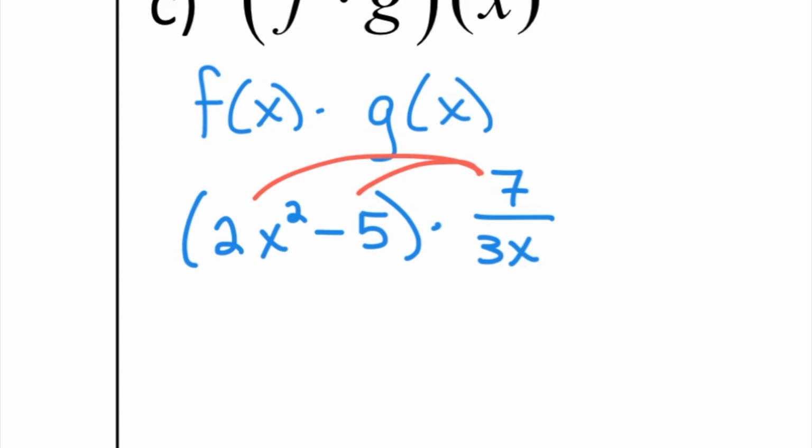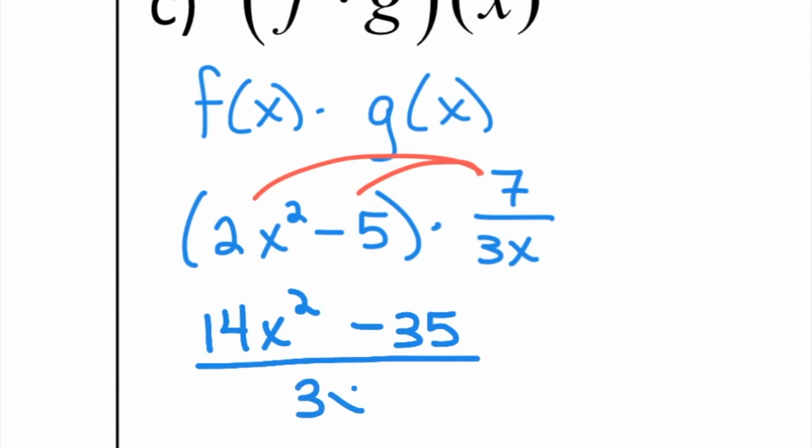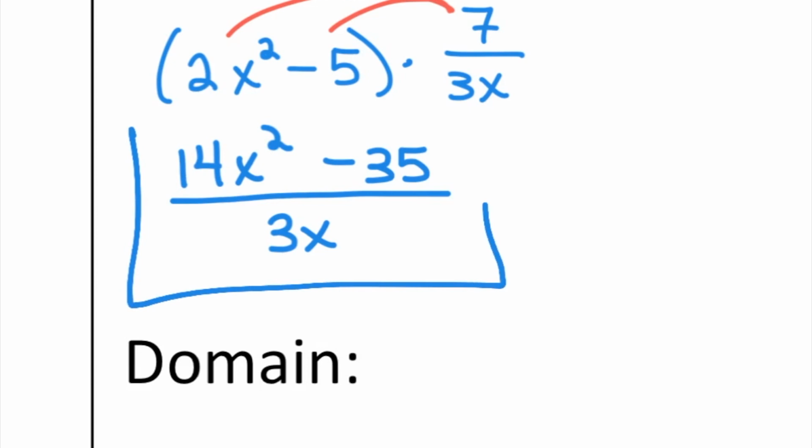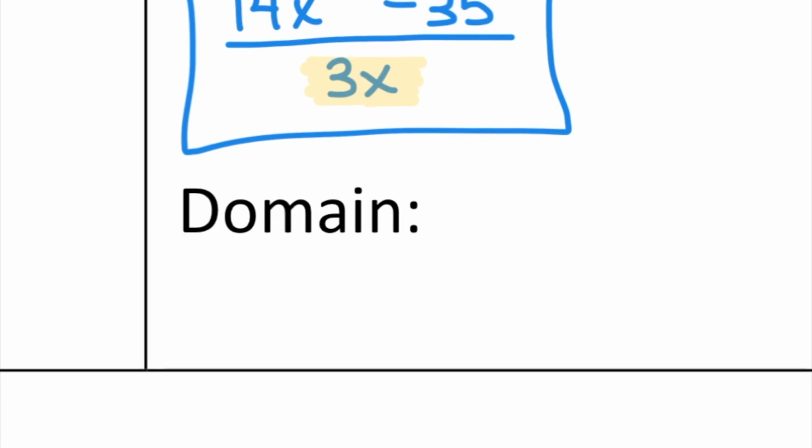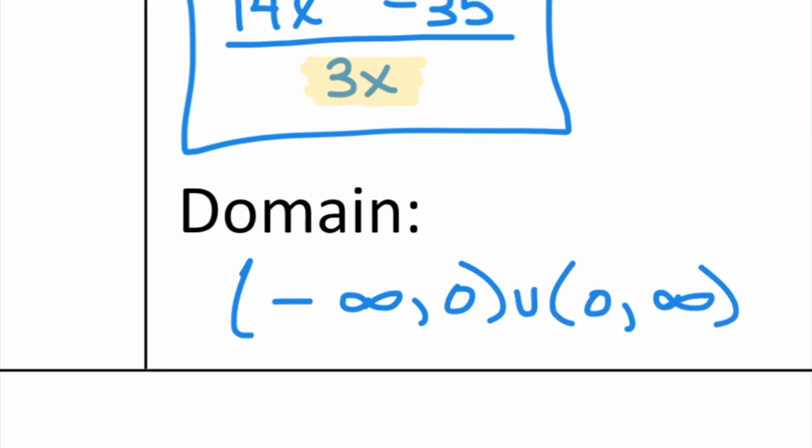And so 7 times 2x squared is 14x squared. 5 times 7 is 35. And that whole thing can be written over 3x because you're just distributing the numerator, the 7 times the 2x squared minus 5. Now, that is as simplified as it can be. The problem is, once again, that your denominator has 3 times x, and so we need to take that into consideration for our domain, which then is going to be negative infinity to 0 and 0 to positive infinity.